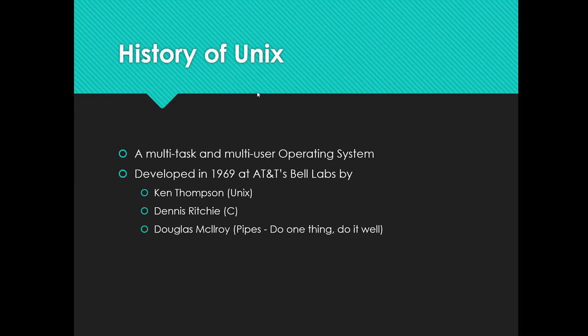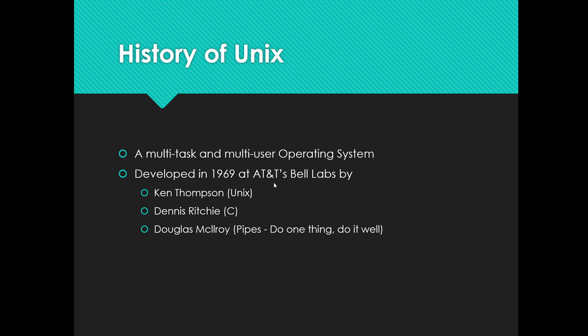Unix was developed at AT&T in 1969 by three developers, Ken Thompson, Dennis Ritchie and Douglas McIlroy, who introduced pipes along with C and Unix. The merging of these three things was implemented at the AT&T lab in 1969.